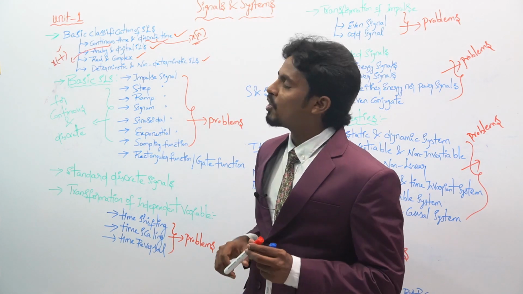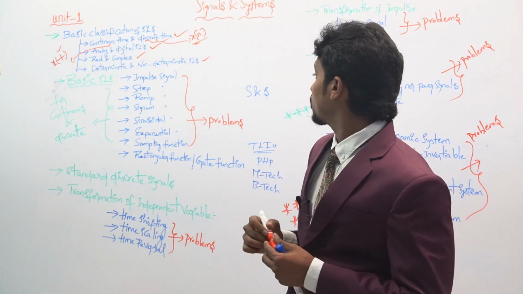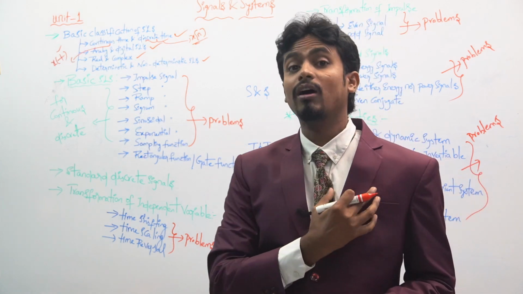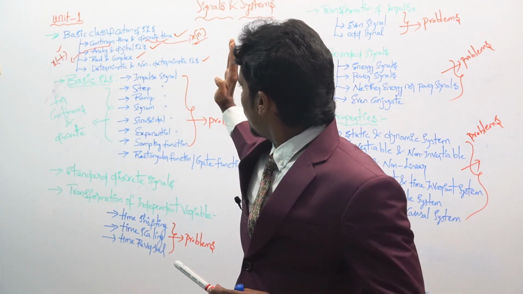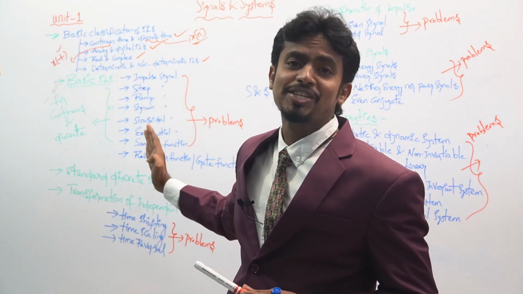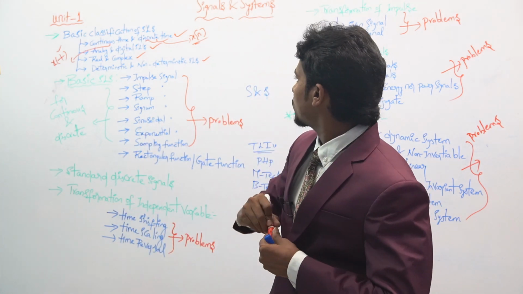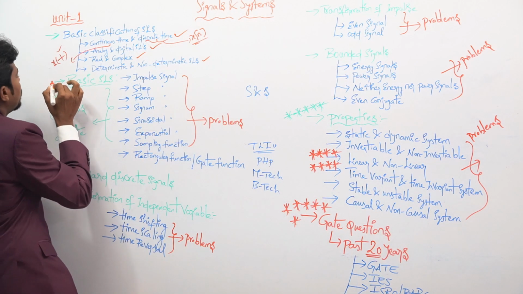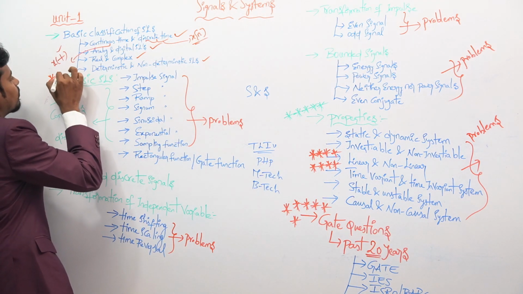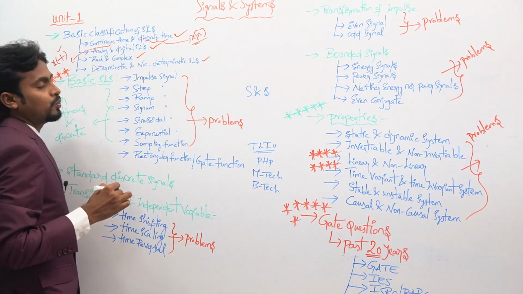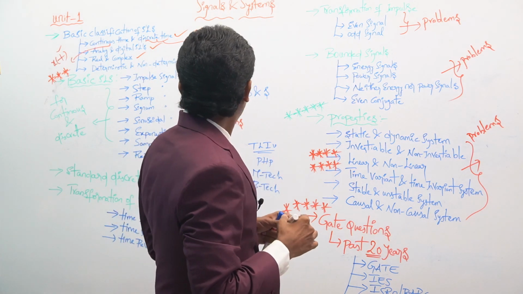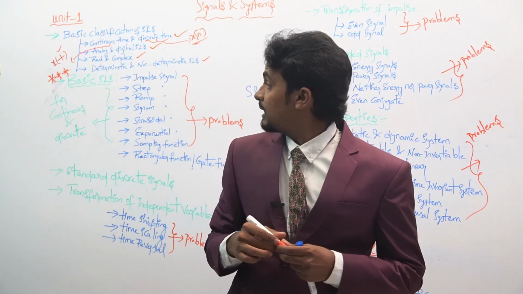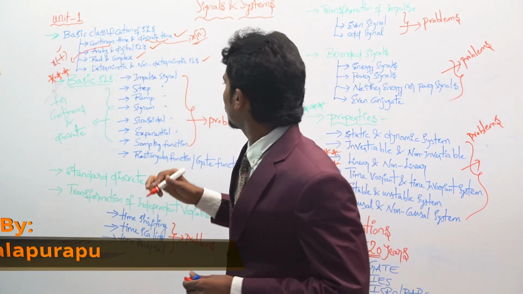And next, move on to the next part. This is a very important part, the heart of signals and systems: the basic signals. How many signals will be there? First, you have to see, this is very important from your GATE examination point of view or the Indian Engineering Services examination point of view. The first thing we have to see is the impulse signal.